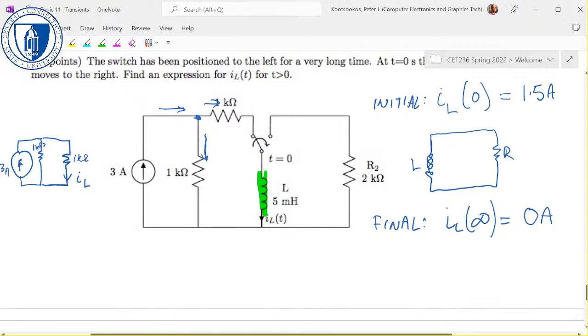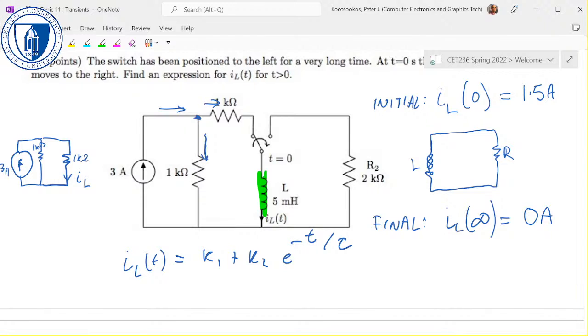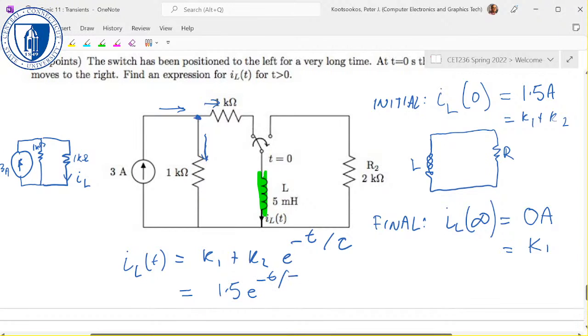Right, so now let's remember the thing we're after is IL of t equals k1 plus k2 e to the minus t on tau. And we know at zero, it's k1 plus k2. And at infinity, that's k1. So that tells us that k1 is zero. So our expression is just 1.5 times e to the minus t on tau.